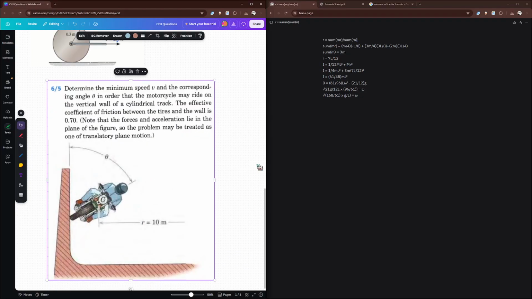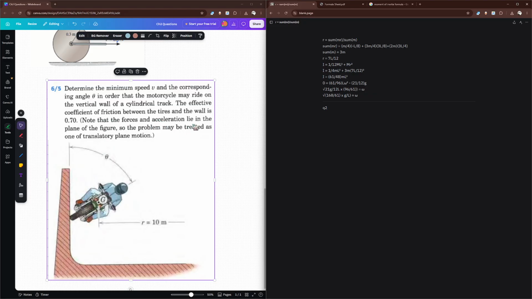Okay, so question 2. Determine the minimum speed v and the corresponding angle in order that the motorcycle may ride on the vertical wall like so. The effective coefficient of friction is 0.7.